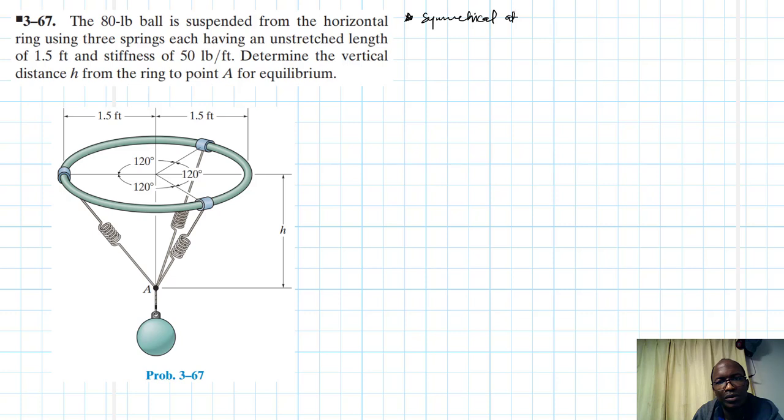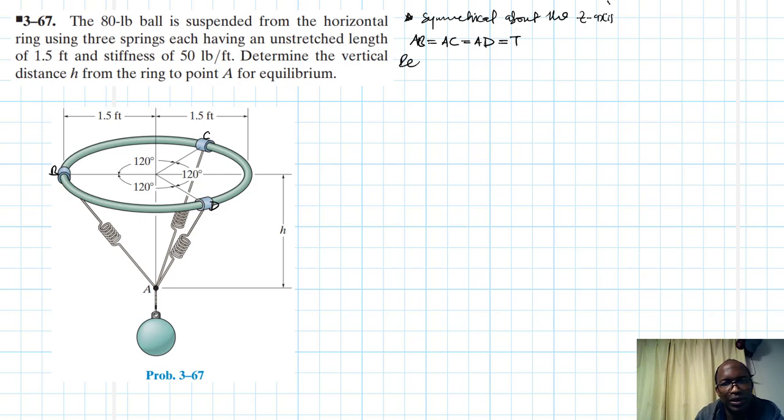Symmetrical about the vertical, we'll call it z-axis. It's not there, we are going to show it, and therefore we expect, let's call these B, C, D. So force AB is going to be equal to force AC, which is equal to force AD, which we are just going to call T, which we are going to prove when we apply the equations of equilibrium.